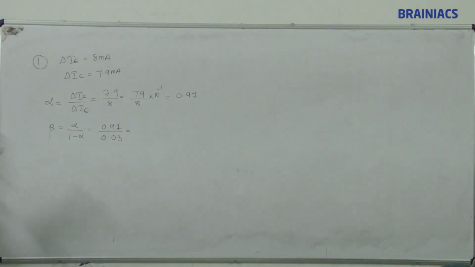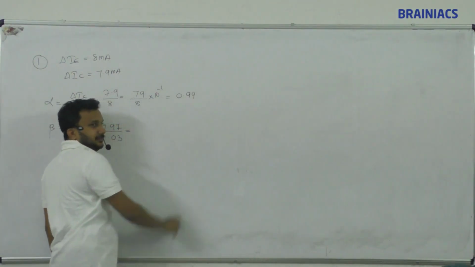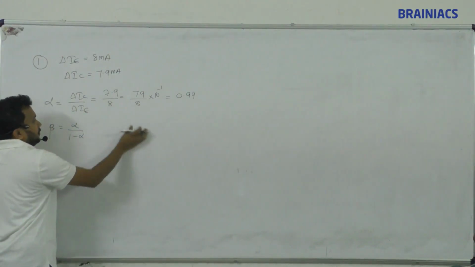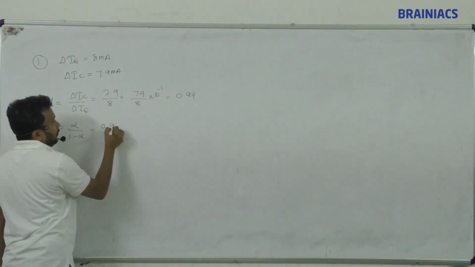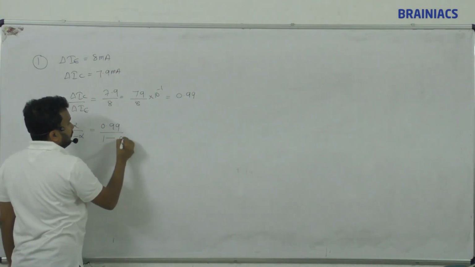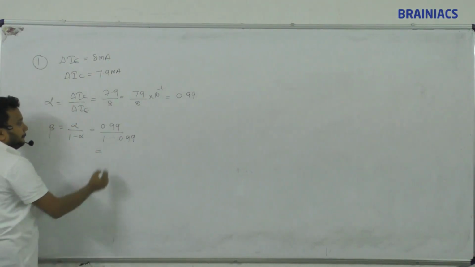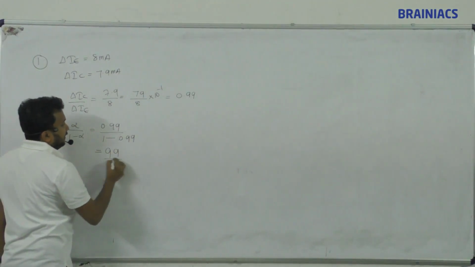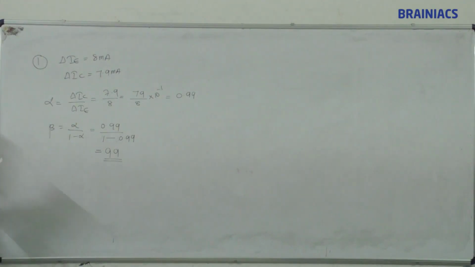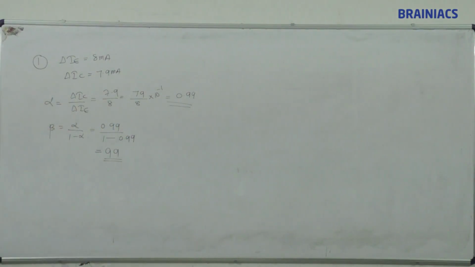So 97, where are they? 0.99. Okay. Then what should go? 99. How much is coming? 99. Are any options matching? No. Then just keep it 0.99 and 0.99.